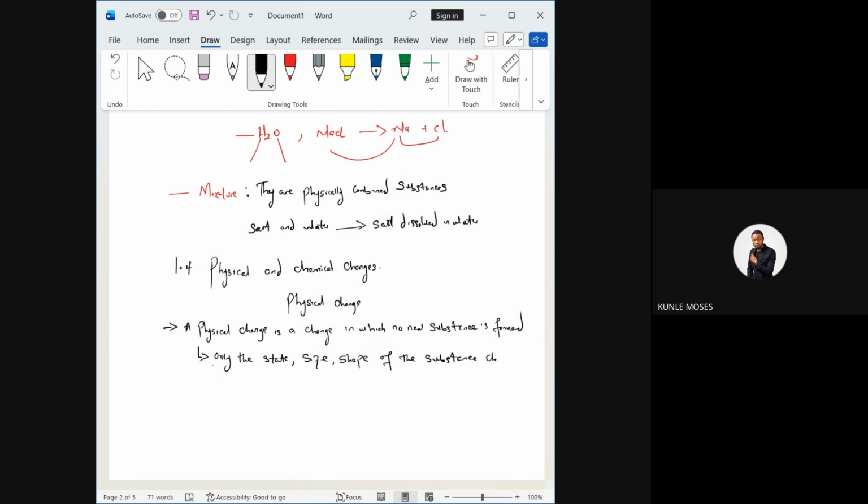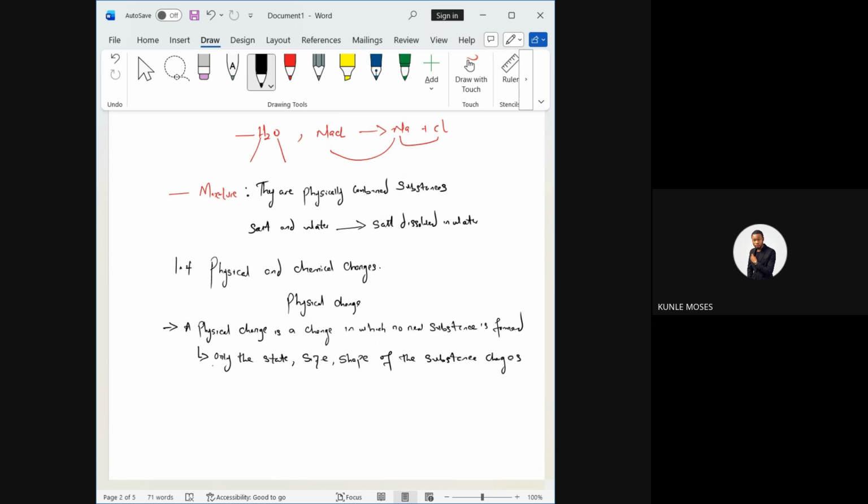Yeah, that's just physical change. For example, like I said, the melting of ice into water, boiling of water. If we dissolve salt into water, we can separate it. We can have the water back, we can have the salt back. That is a physical change.